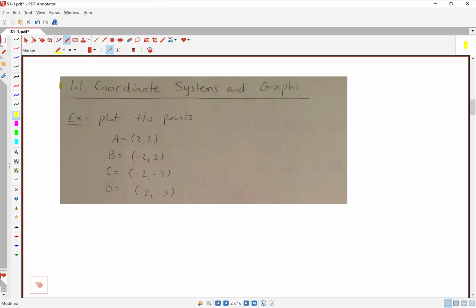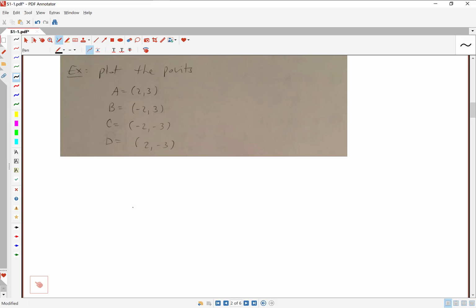So in section 1.1, we're going to be talking about coordinate systems and graphs. And the very first thing we're going to do is just plot some points on the XY axes. So we've got these 4 points, A, B, C, D. We're going to graph our X and Y axes. So X is the horizontal one, Y is the vertical one. And let's go just 3 units in each direction. So you can indicate some scale there.